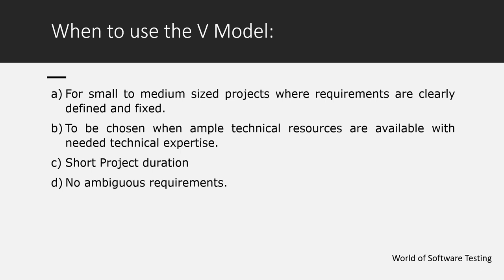And now let's discuss when to use the V model. So for small to medium sized projects where the requirements are clearly defined and fixed, in that case we can use the V model. The V model should be chosen when ample technical resources are available with the needed technical expertise, and where the project duration is short, there we can use the V model, and the requirement should not be ambiguous, so that should be clear and fixed. These are the reasons where we can use the V model.